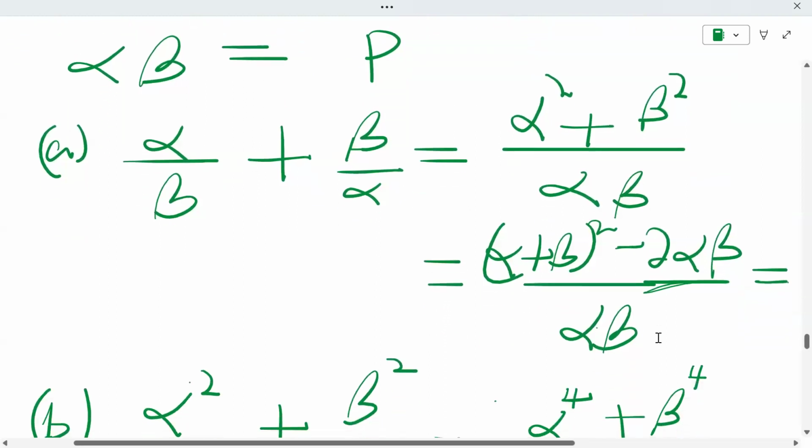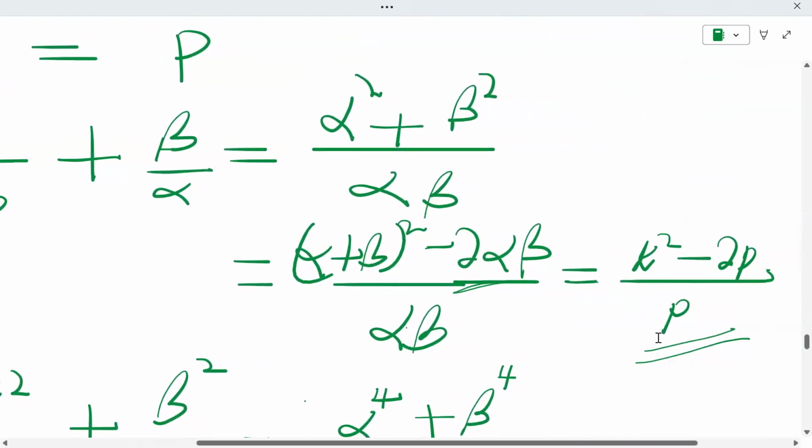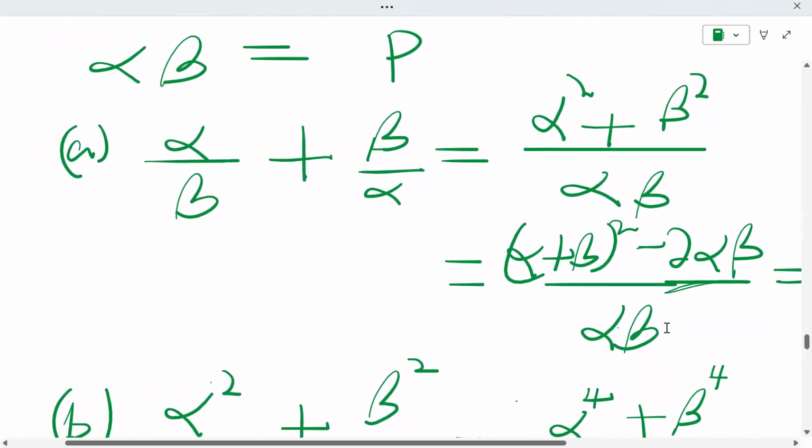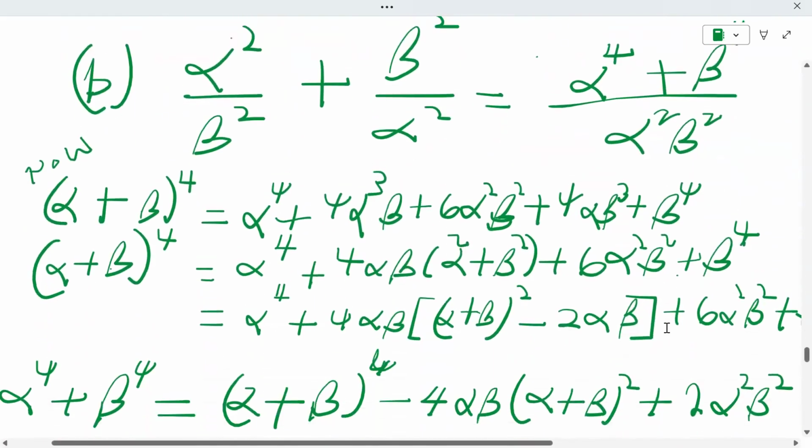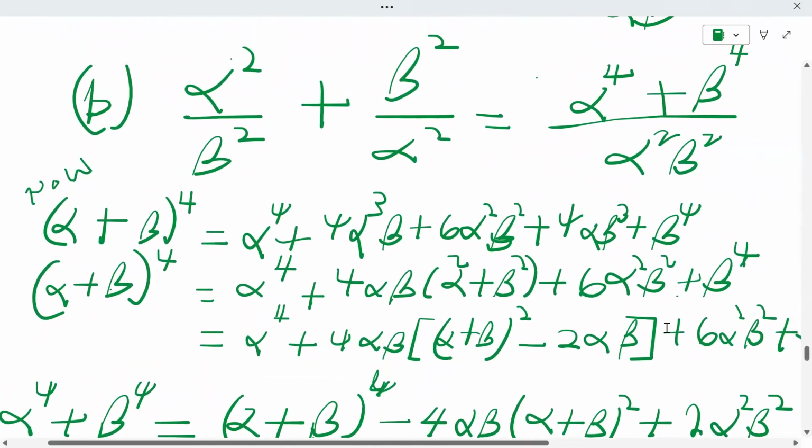Now with this established, we can do the substitution. So the sum of roots is k, so k squared, and then the product of roots times 2 will be 2p over p. So that does it for question A. Now, from there, we want to move on to B.